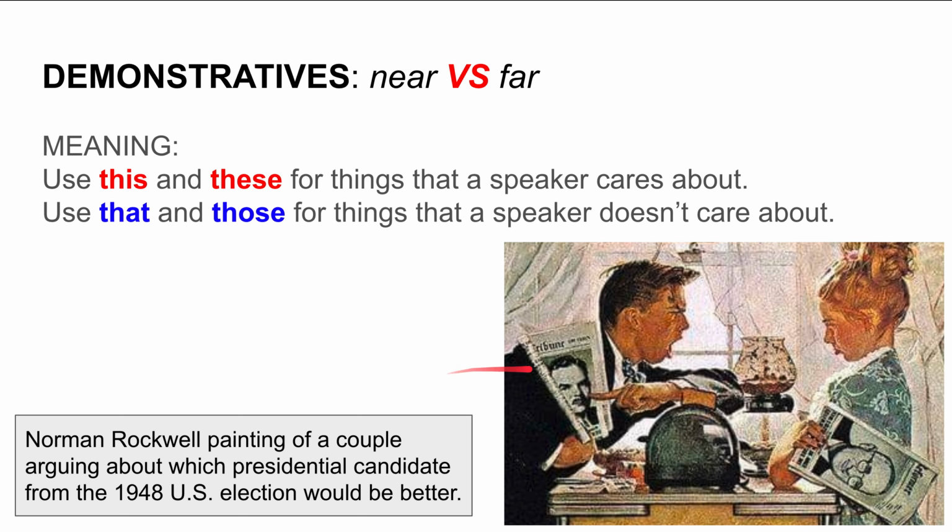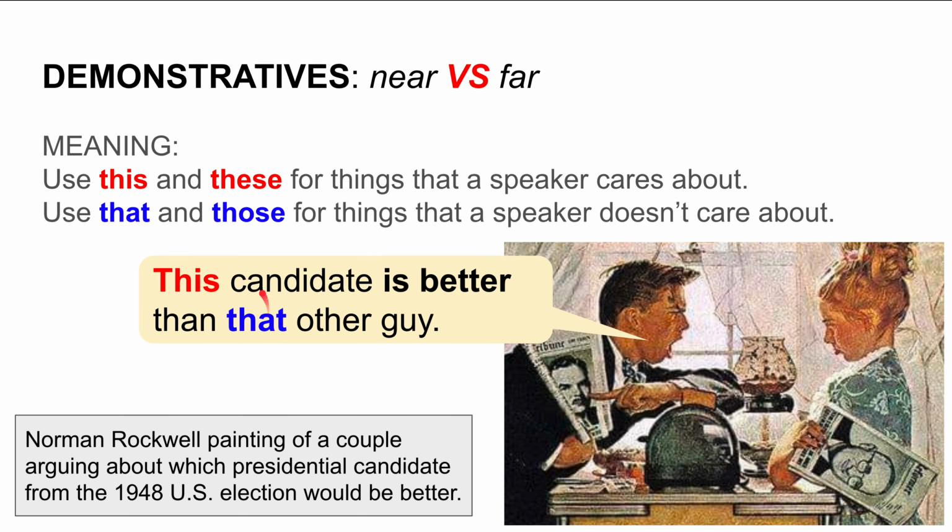So the husband is yelling and he's saying, this candidate is better than that other guy. Okay, and of course this candidate is the one that he holds dearly, is close to him, and emotionally he prefers. And that other guy he does not like, he doesn't prefer, and he hates it.